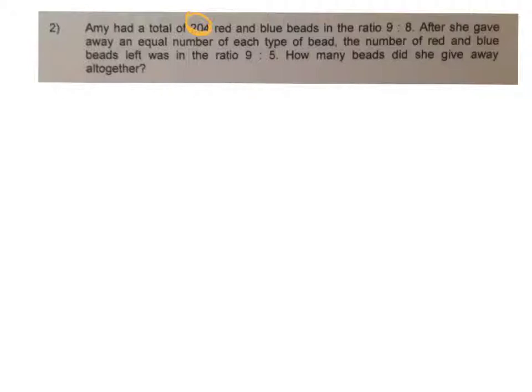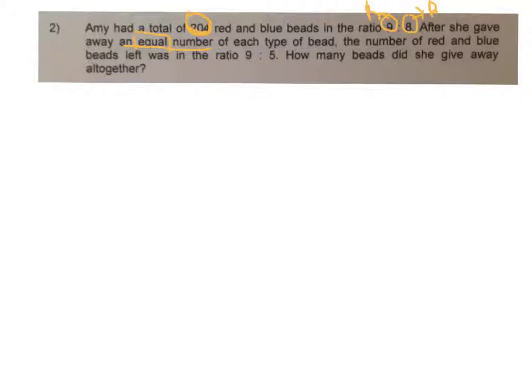So let's read on. In the ratio of 9:8. So this 9 stands for 9 units of red, and this 8 stands for 8 units of blue. Well, after she gave away an equal number of each type of bead, equal number. Now children, if you take a look at this particular phrase, you will realize that it gives us the clue that we can use difference unchanged to solve the question. Why? Because an equal number of each type of bead were actually given away.